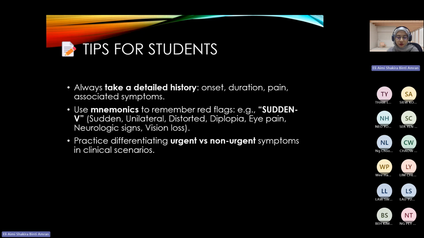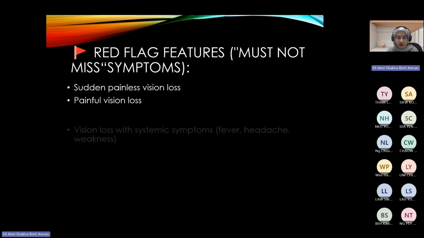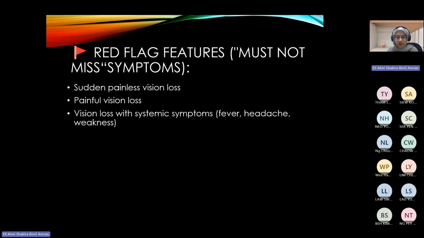So you also need to practice differentiating urgent versus non-urgent symptoms in clinical scenarios, which we will go through in these slides. The must-not-miss symptoms: first is sudden painless vision loss. Vision loss without any pain or any feeling, just the vision suddenly lost. Second, painful vision loss. Third, vision loss with systemic symptoms. Systemic symptoms are fever, headache, or any weakness.